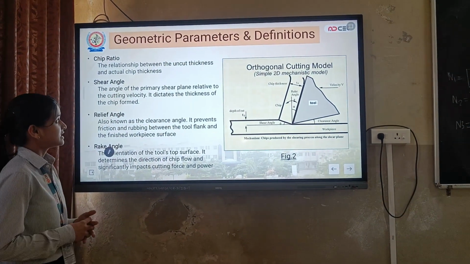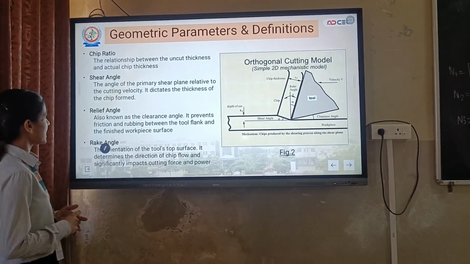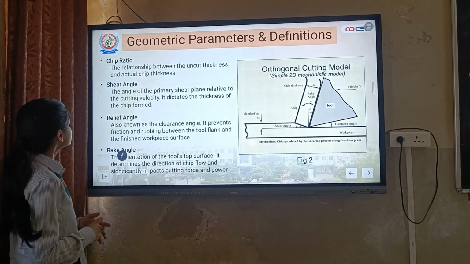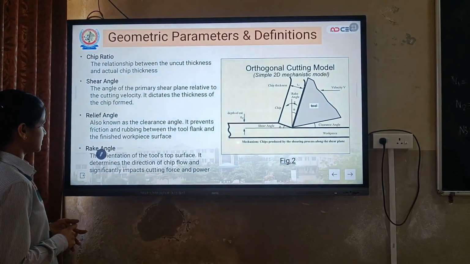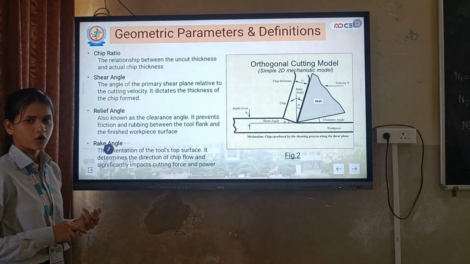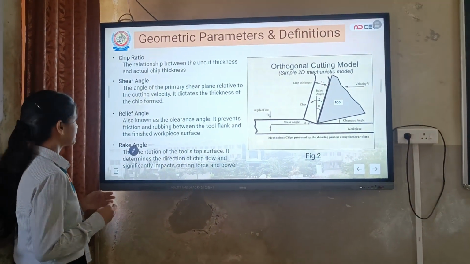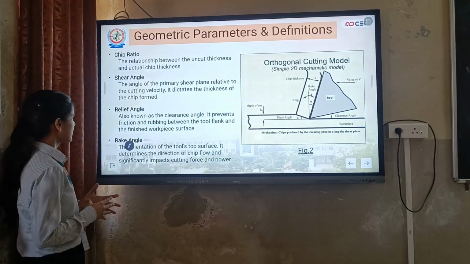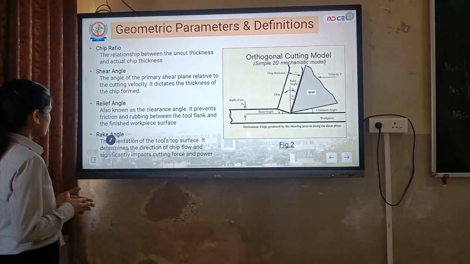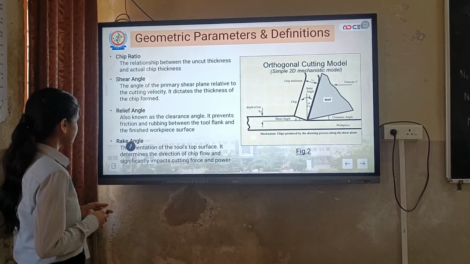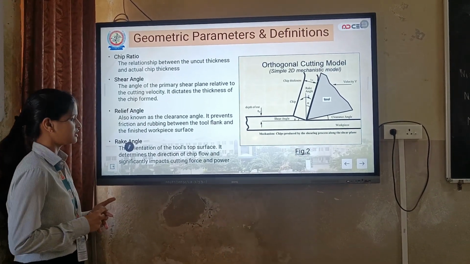Now, geometric parameters and definitions. First is the chip ratio, the relationship between the uncut thickness and the actual chip thickness. Second is the shear angle, the angle of the primary shear plane relative to the cutting velocity. It indicates the thickness of the chip formed. Third is the relief angle, also known as the clearance angle. It prevents friction and rubbing between the tool flank and the finished workpiece surface. And the fourth one is the rake angle, the orientation of the tool's top surface. It determines the direction of chip flow and significantly impacts cutting force and power.